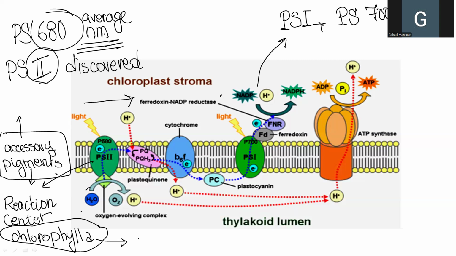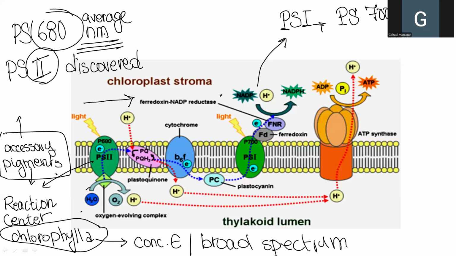So chlorophyll A will receive concentrated energy, and with a very broad spectrum of wavelengths. And therefore, if you can absorb or receive a broad spectrum of wavelengths, then you can receive a higher amount of energy that will be focused or funneled onto you.